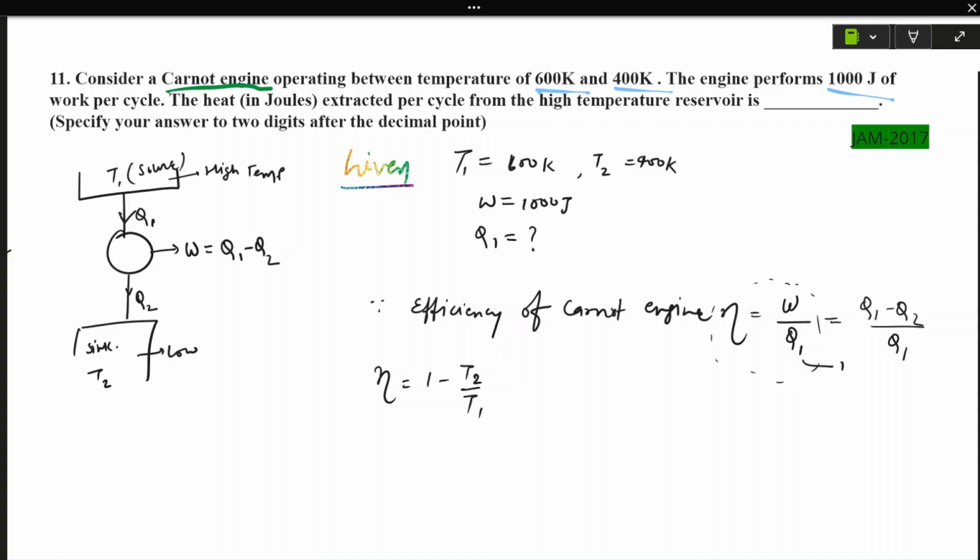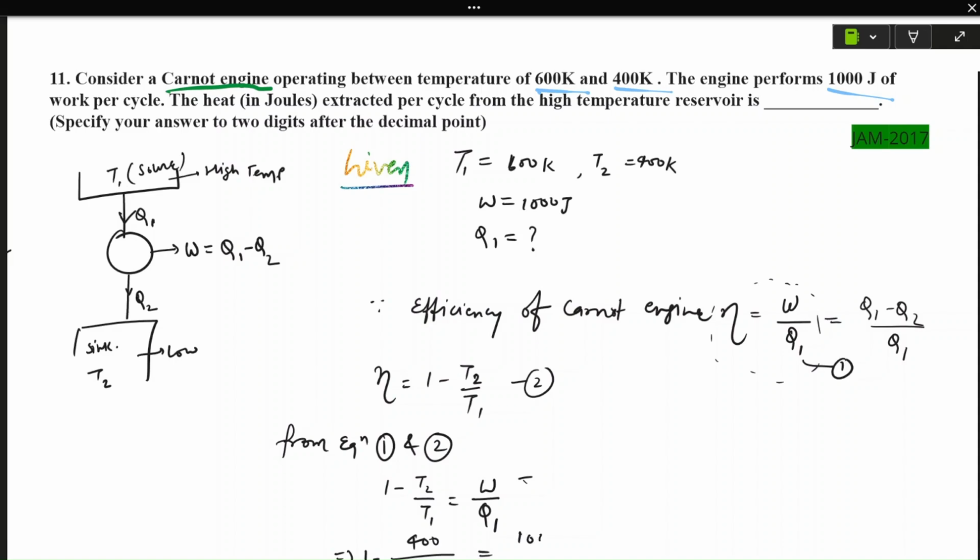So suppose this is equation 1, this is equation 2. From equation 1 and 2, I got that 1 minus T2 by T1 is equal to W by Q1. So here, T2 is given as 400 Kelvin, T1 is 600, W is given, and Q1 we have to calculate.